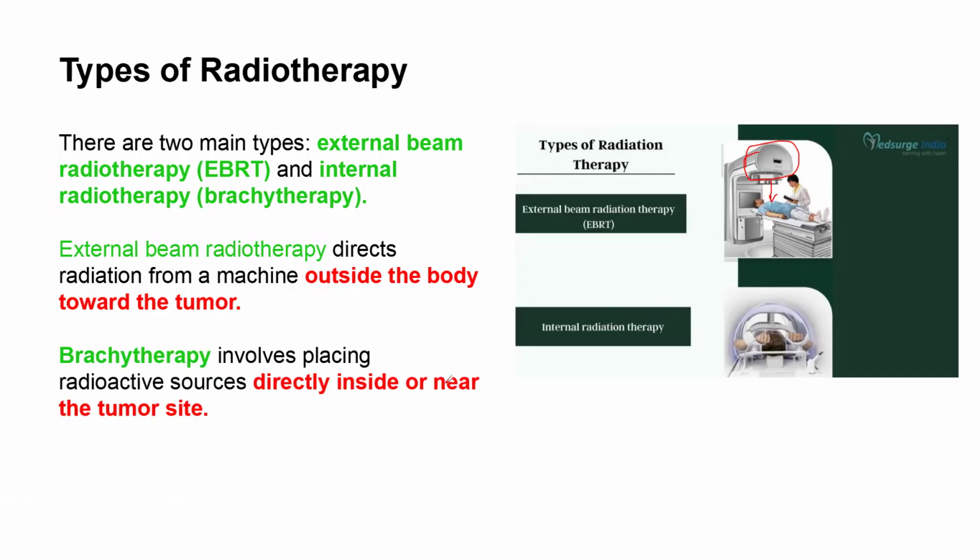But in the case of brachytherapy or internal radiotherapy, it involves placing the radioactive sources directly inside or near the tumor site. So you see, in brachytherapy or internal radiotherapy, you are directly placing the radioactive sources inside the body or near the tumor sites.